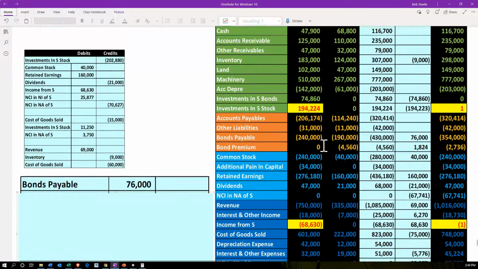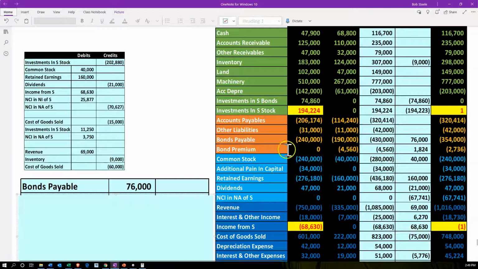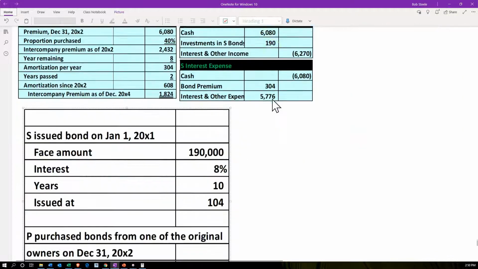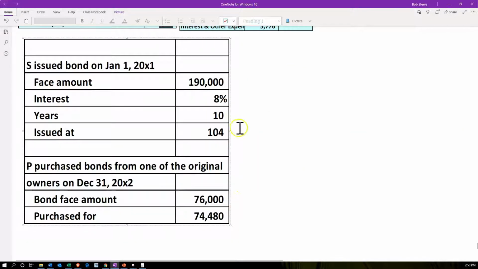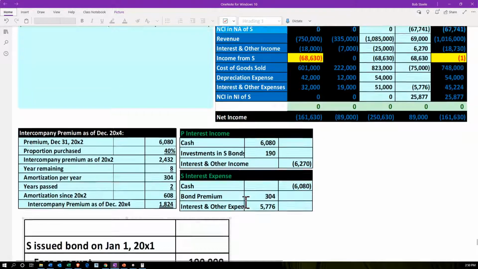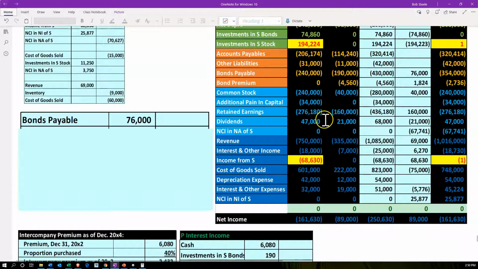So let's think through this. We're going to say, all right, we've got the bonds payable. Bonds payable, we know that has to come off the books, and it's going to come off the books for the amount that is the face amount of the intercompany bonds that were purchased by P from a third party, but were S's bonds. So I'm going to take a look at that down below where we have basically the original 190 was purchased, and then P purchased 76,000 of them from a third party. So of this bonds payable of the 190,000, we're going to have to take off the intercompany portion, which is that 76,000.